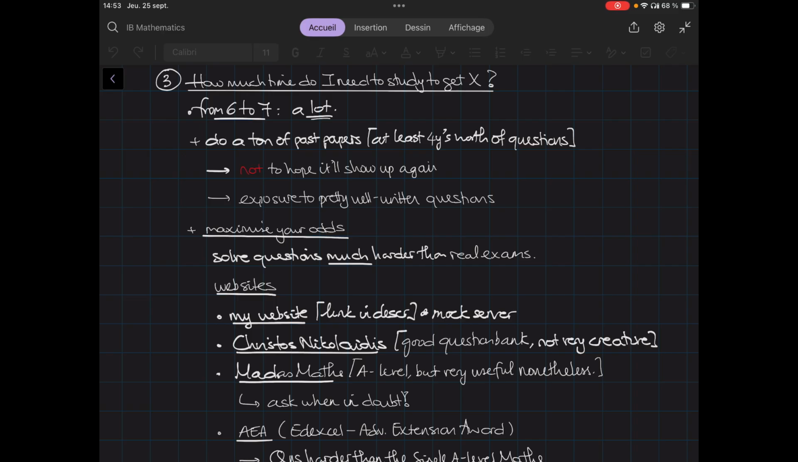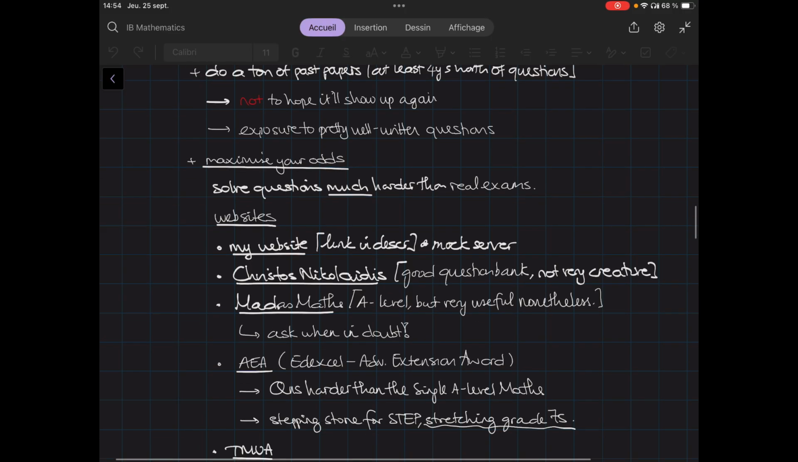2. Maximize your odds. You should solve questions that are much harder than the real exams, but not so much that you're totally put off.